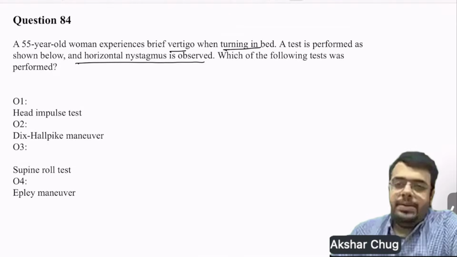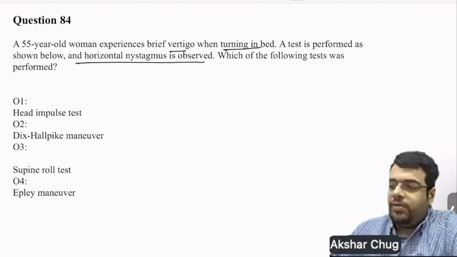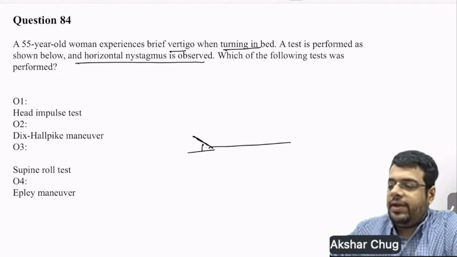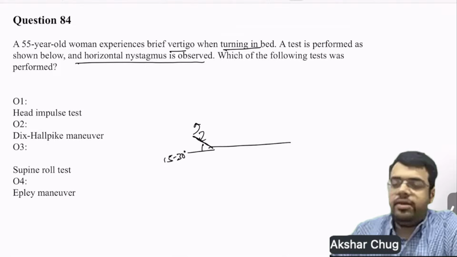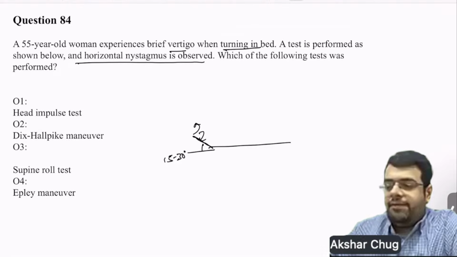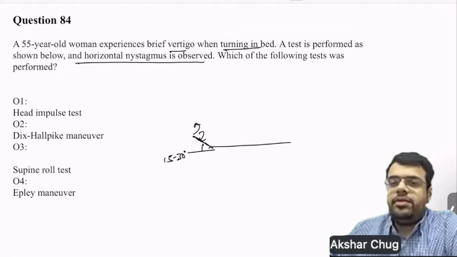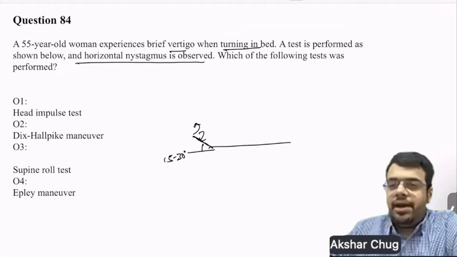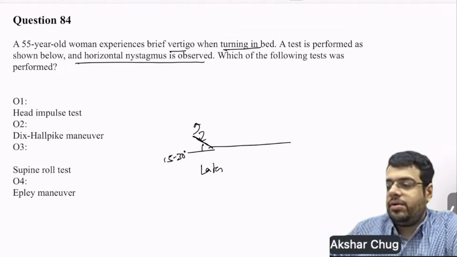Now let me try to recreate the image. So basically, this is the body of the patient, and the head of the patient was elevated to about 15 to 30 degrees. And the head was turned to both the sides, one after the another. So my first question would be, which of the semicircular canals are we testing here? Whenever we elevate the head and we rotate the head, we are checking the lateral semicircular canals.